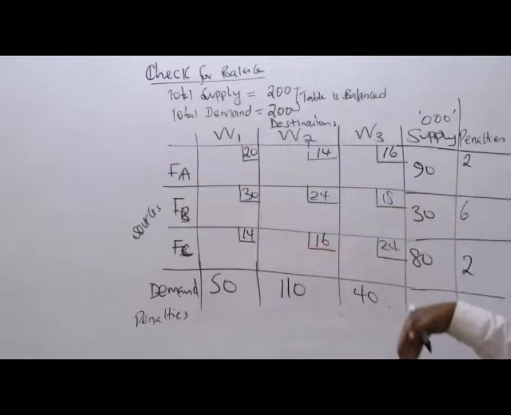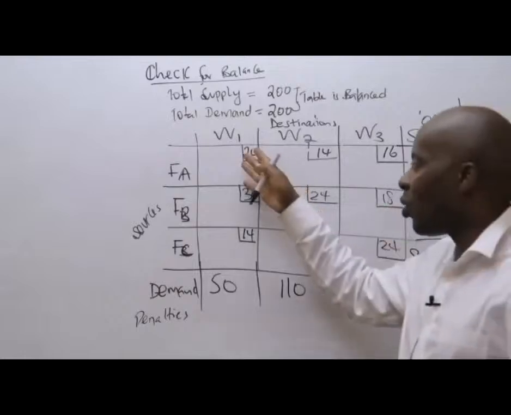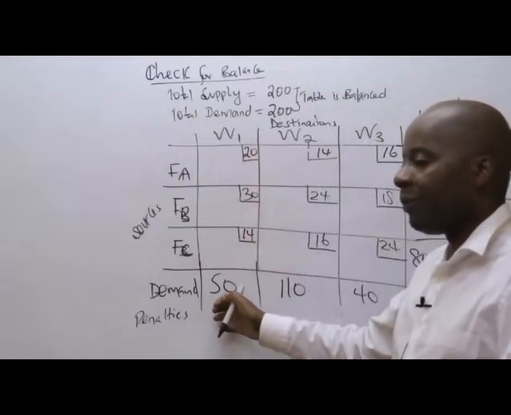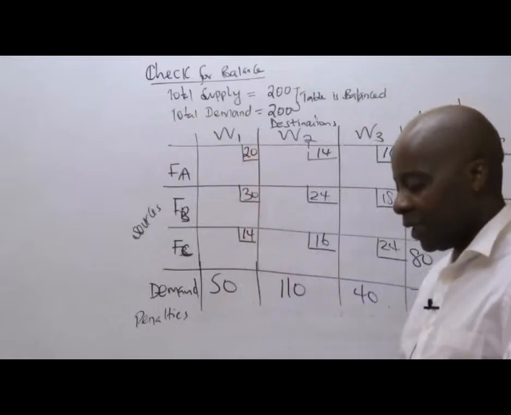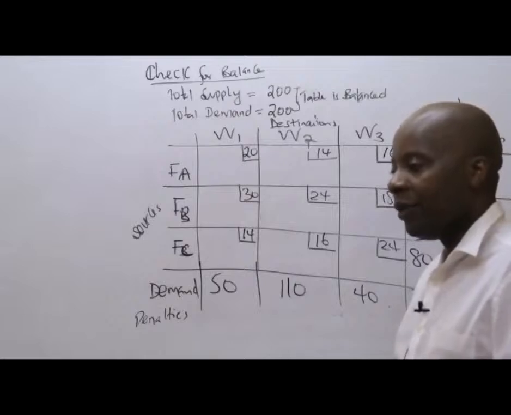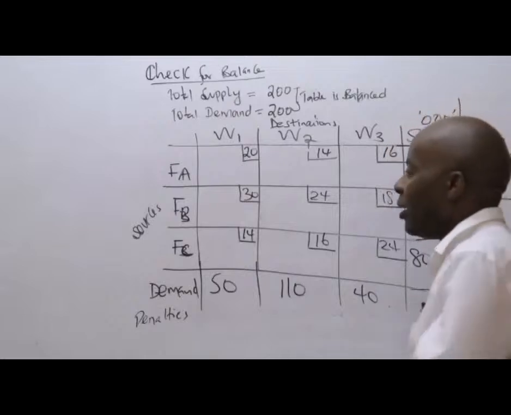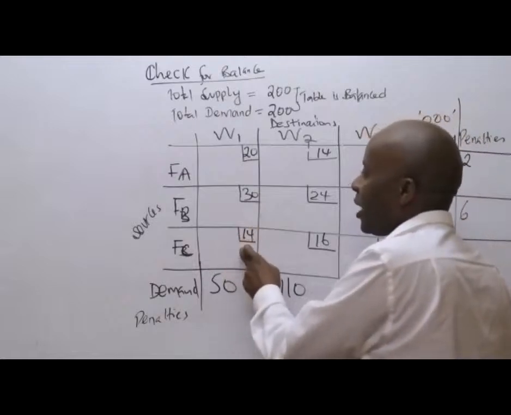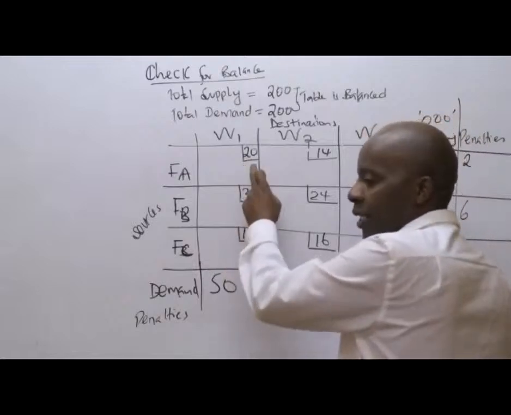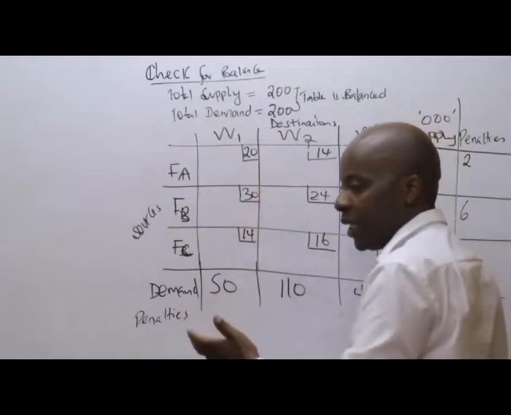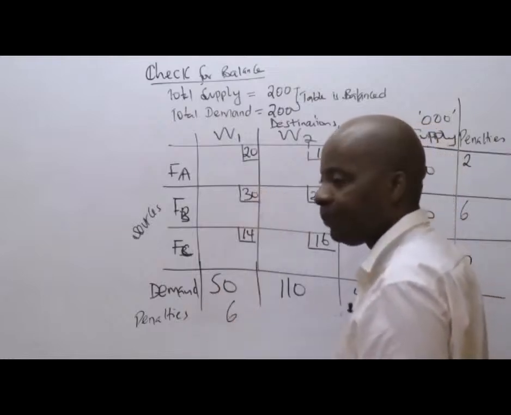Please go to the columns and do the same. Go to column 1. Give me the penalty for column 1. So for column 1, what do we have? We have 14 vis-a-vis 20. Somebody tells me it is 6.